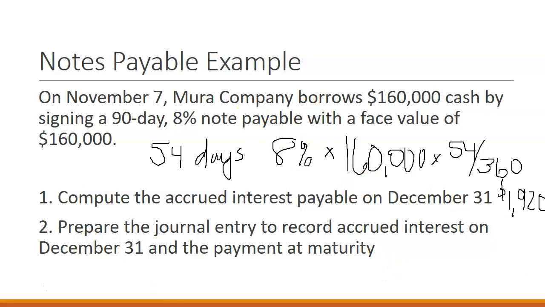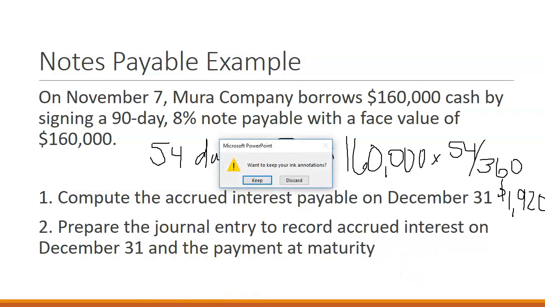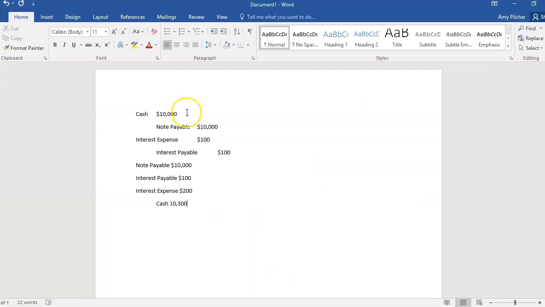Then when we pay off this loan, it is going to be much like when we paid off the other loan. We're going to have a journal entry where we have an interest expense. So this interest expense is for the remaining interest that we did not already accrue as of December 31st. We have interest payable. That is the interest that we just accrued between November 7th and December 31st, the $1,920. We have our note payable for $160,000. And then we pay cash of $163,200 to record the payment on that note.